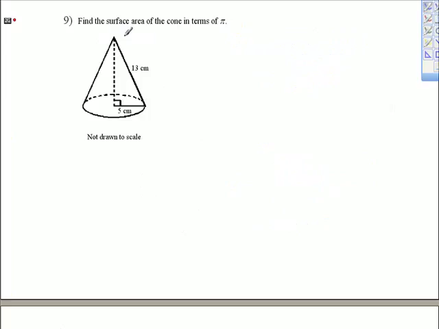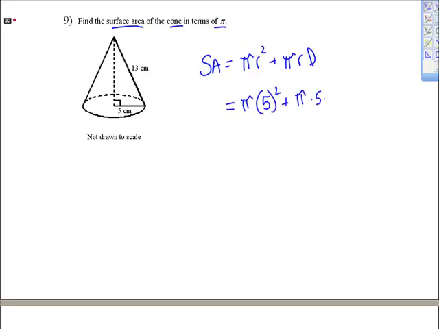All right. On number 9, we're asked to find the surface area of a cone in terms of pi. We know that the surface area of a cone can be found by using the formula pi r squared plus pi r L, where r is the radius and L is the slant height. So it's a matter of just substituting in values. R is 5, so pi times 5 squared plus pi times 5 times L, slant height is 13. Calculating that out, we get 90 pi square centimeters. Any questions on number 9?